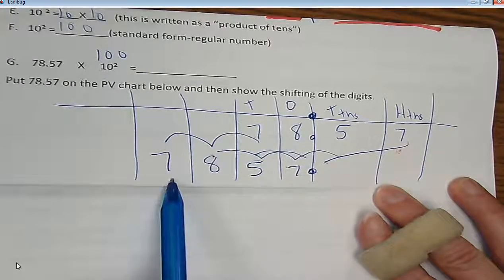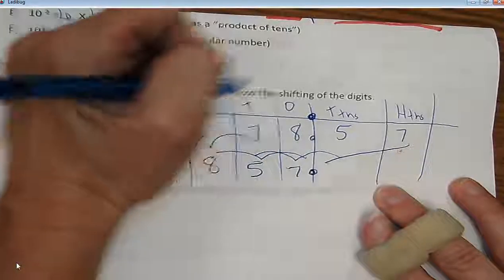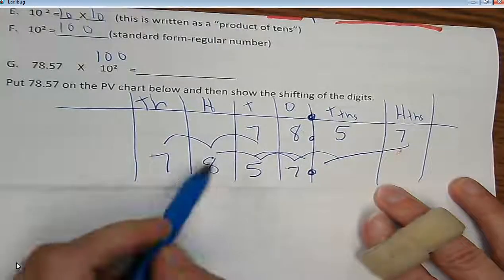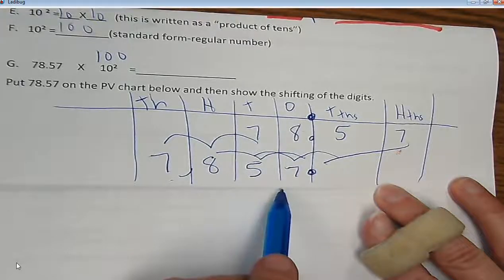What's that 7 worth? Ones, tens, hundreds, thousands. So that's the number 7,857.